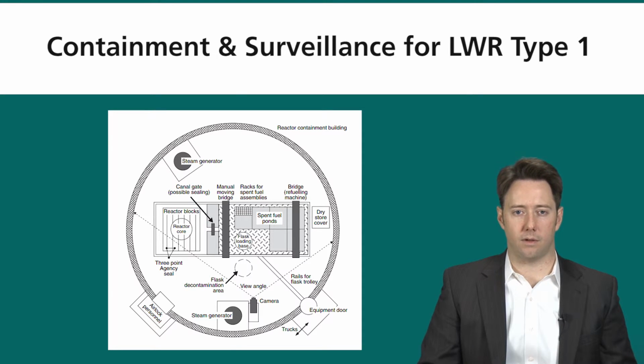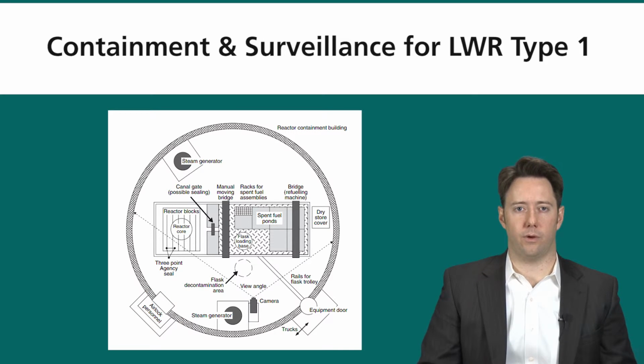Here you can see, you start with the reactor containment building, the large circle there, and then you can see the reactor core within the reactor building. You can see the steam generator. The spent fuel pool is there next to the reactor core, and you can see the spent fuel canal in between the two. And there's an equipment door on the reactor containment building where equipment can be loaded in, and an airlock for personnel on the outside there.